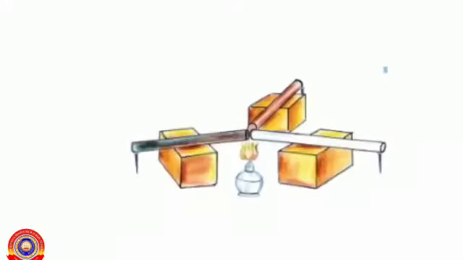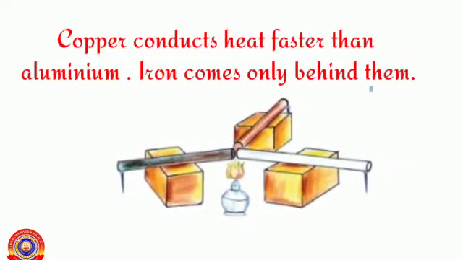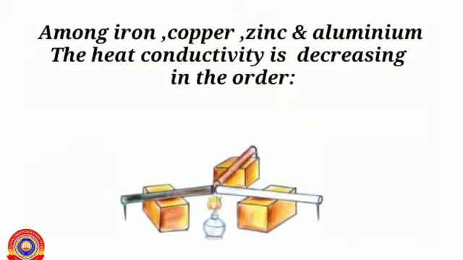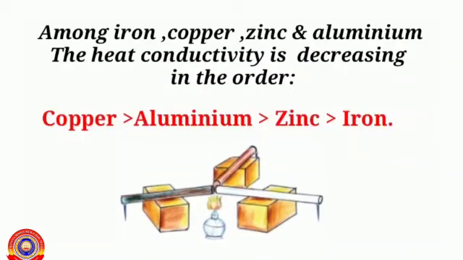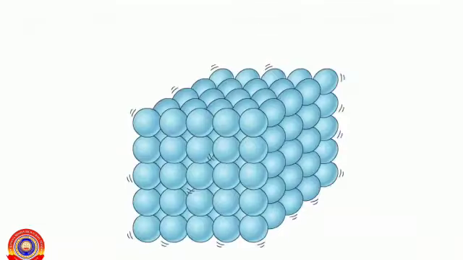Heat is conducted to the three metal plates, but the conduction is not at the same rate. Copper conducts heat faster than aluminium. Iron comes only behind them. Among iron, copper, zinc and aluminium, heat conductivity in decreasing order is: copper, aluminium, zinc and iron. Now you have understood heat transfer in solids.